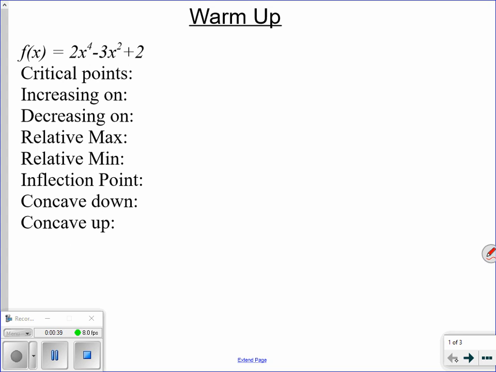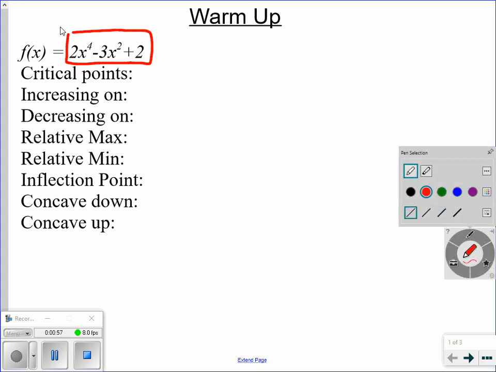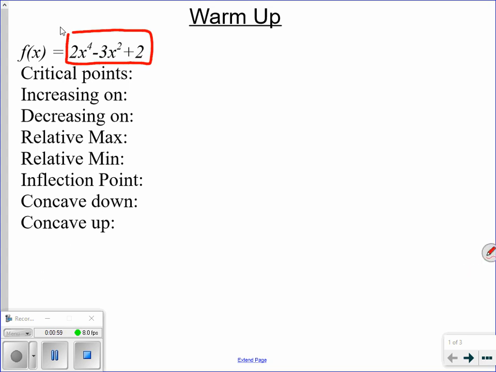Now, we did this as one example in the previous lesson. But now we're going to talk about how to take an equation and find all these points, all these intervals, and use these intervals to sketch the original graph. So the original graph in this case is 2x to the fourth minus 3x squared plus 2.